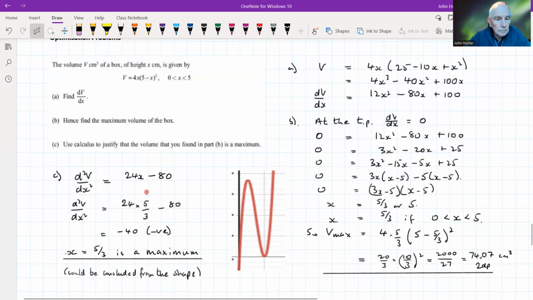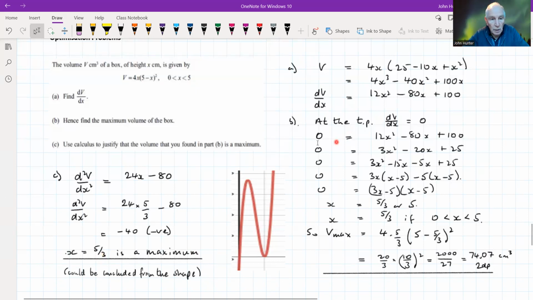But anyway, it says use calculus. So if we do the second derivative, we simply get this. And then we evaluate that at 5/3. I might even put the vertical line in here, and 5/3. It's going to come out to -40, which is negative, and therefore at x equals 5/3, we have a maximum.